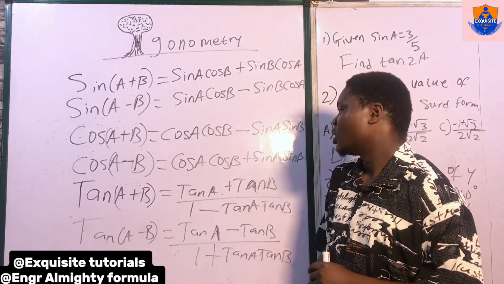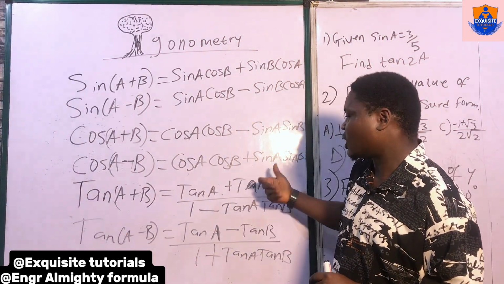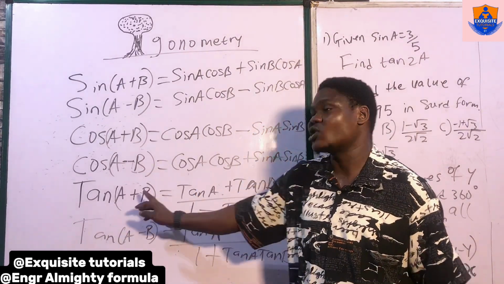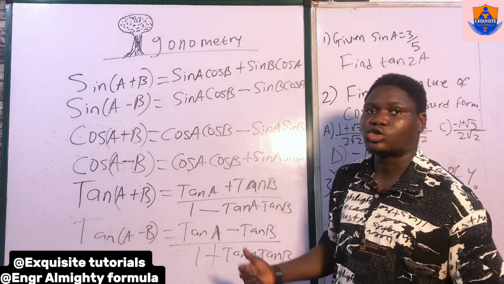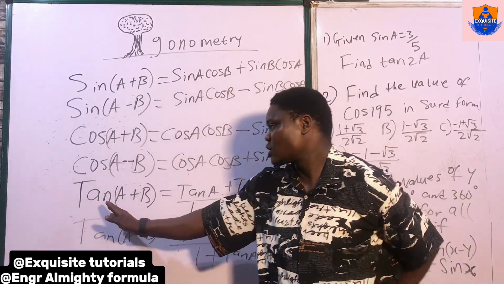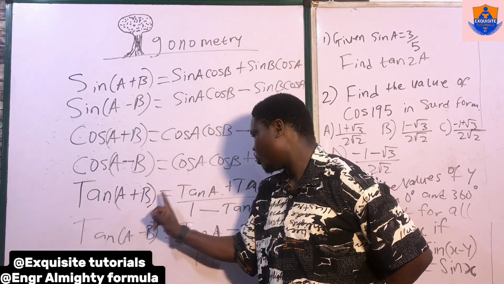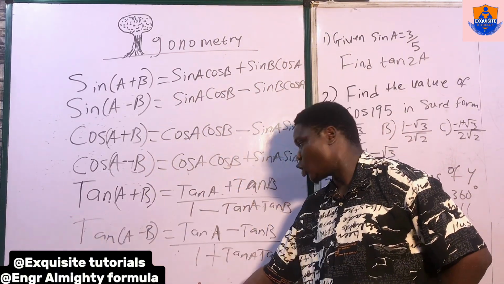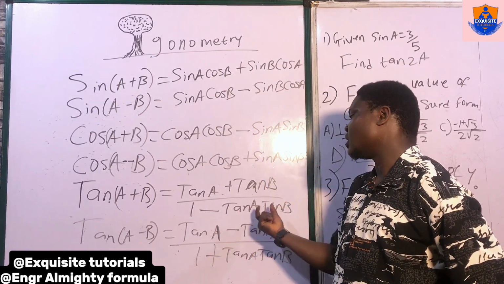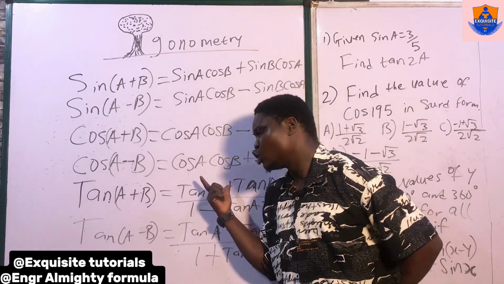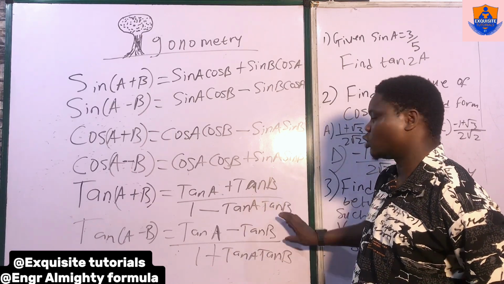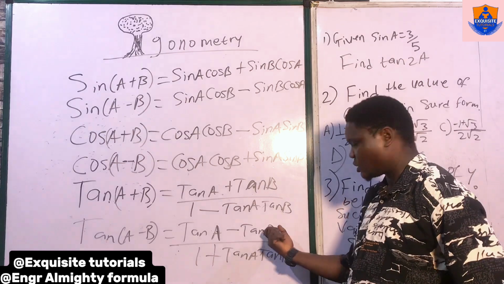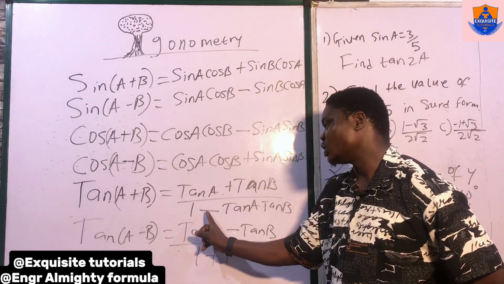So for tan, the sign at the tan has both numerator and denominator. The sign at the numerator is the same, but the denominator is the reverse. So you have tan A plus tan B divided by 1, and this one is always constant, 1 minus tan A tan B. So the numerator is either adding or subtracting, but in the denominator, you are multiplying tan A and tan B. What will change is the sign.